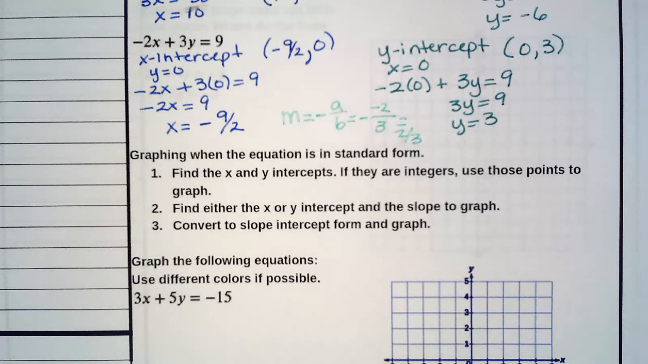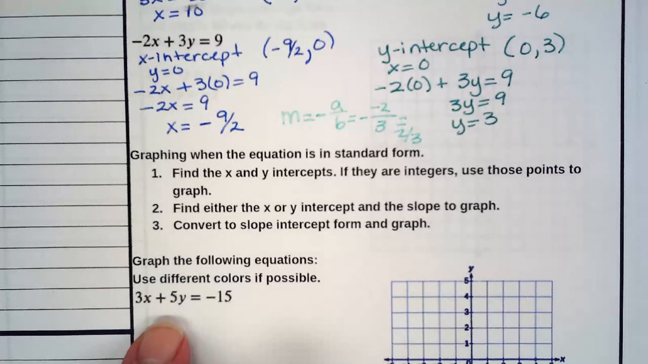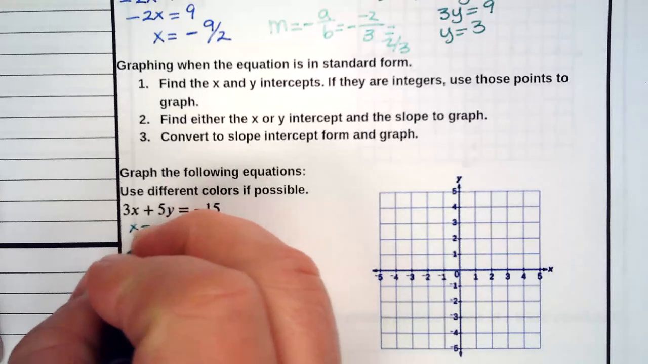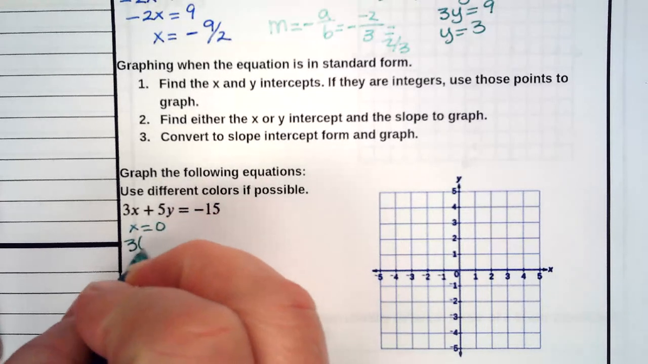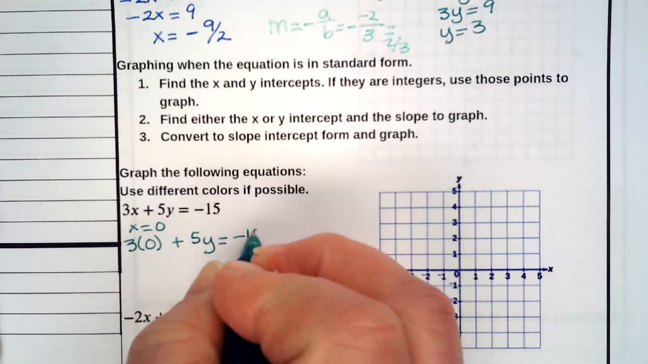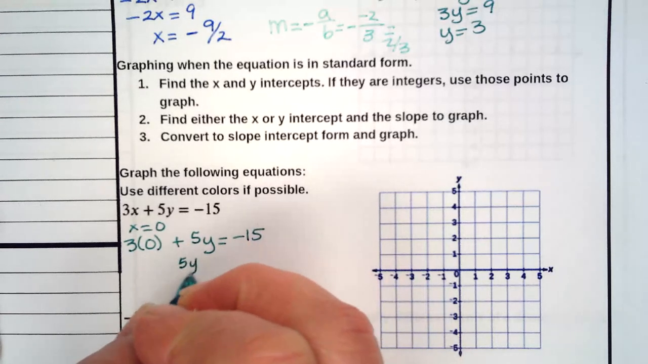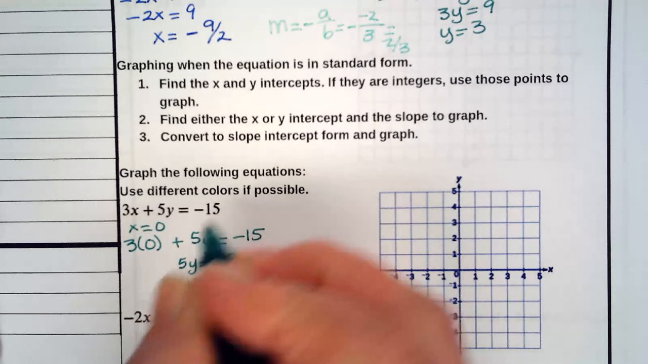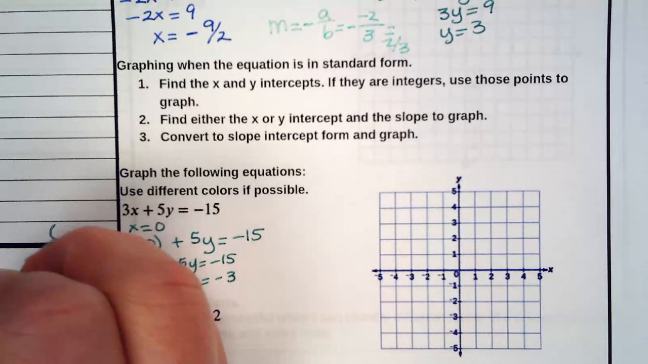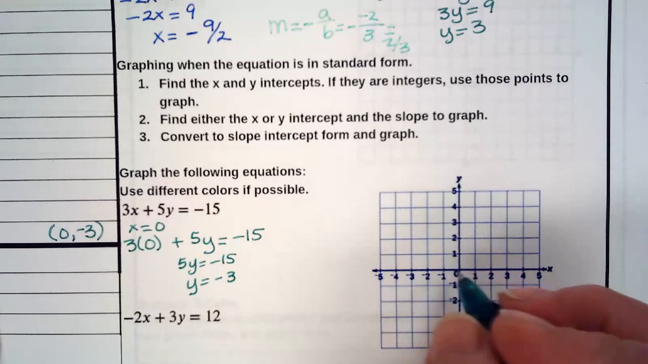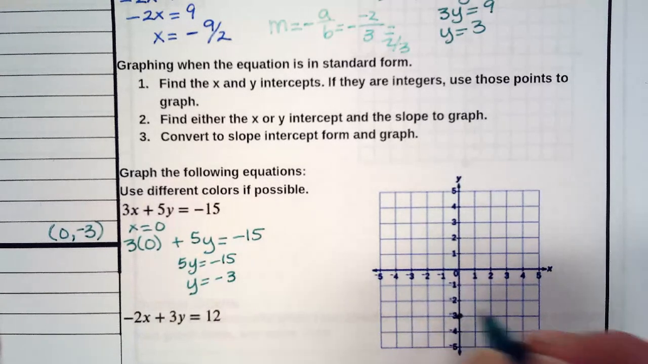So we're going to start with the first equation. We're going to say x is equal to 0. So 3 times 0 plus 5y is equal to negative 15. 5y is equal to negative 15, and y is equal to negative 3. So this point would be (0, negative 3), and I'm going to graph it.